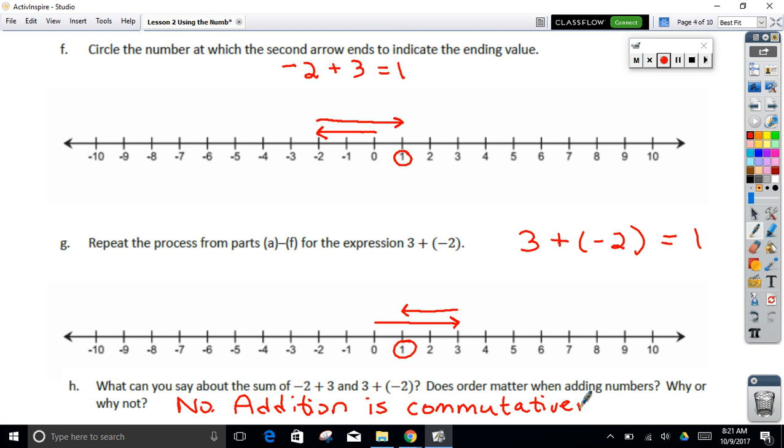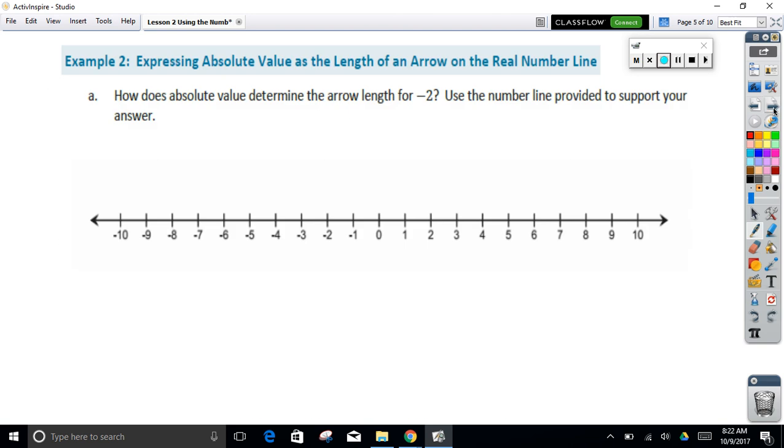Okay, any questions about anything we've done so far? Okay, let's go on to example 2. Example 2, we're going to be talking about expressing absolute value as the length of an arrow on the real number line. And the question asks us, how does absolute value determine the arrow length for -2? Use the number line provided to support your answer.